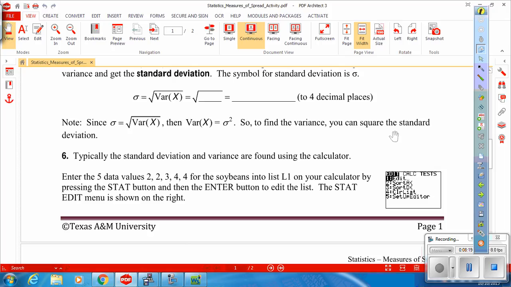We're measuring that distance from the center. So we subtract so that we can find all of our distances. We square them so that we can get them all positive. We find the average of that, because that's what we're really looking for, is that average distance.